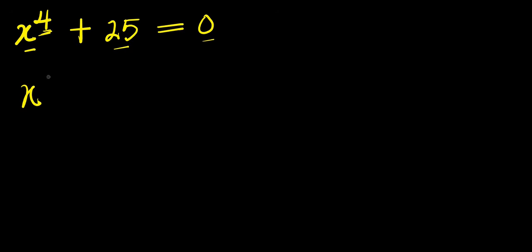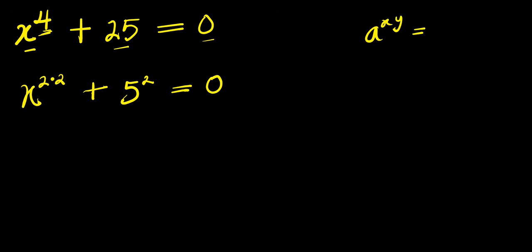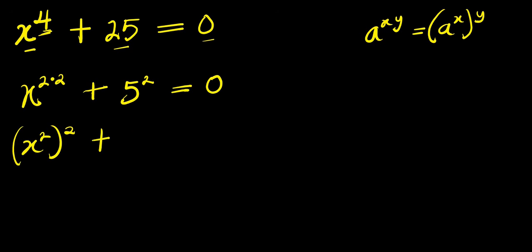I can have it as x power 2 times 2, that is 4. Plus 25 is the same thing as 5 power 2, and this equals 0. So right now, we can apply this identity: a power x times y equals a power x to the power of y. So we have x power 2 plus 5 power 2 equals 0.